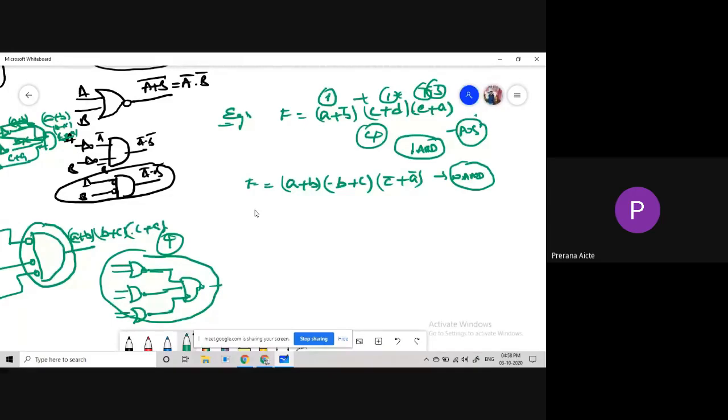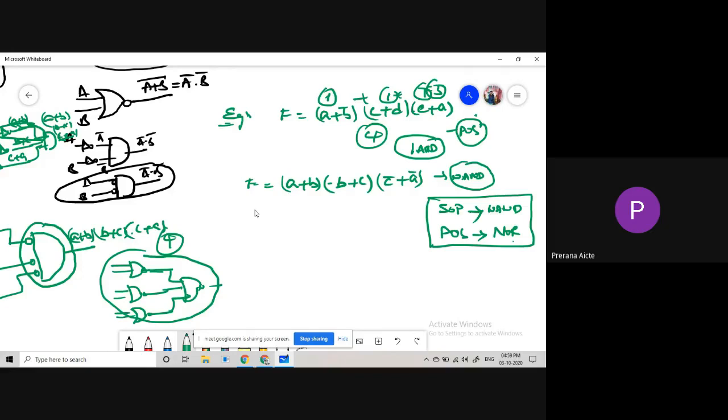Whenever the equation is in the form of SOP, then only we say the number of NAND gates. Whenever the equation is in POS, then only we say NOR gates. So based on these two notations, if the expression is in POS, we can easily calculate the number of NOR gates. If the expression is in SOP, we can easily calculate the number of NAND gates.